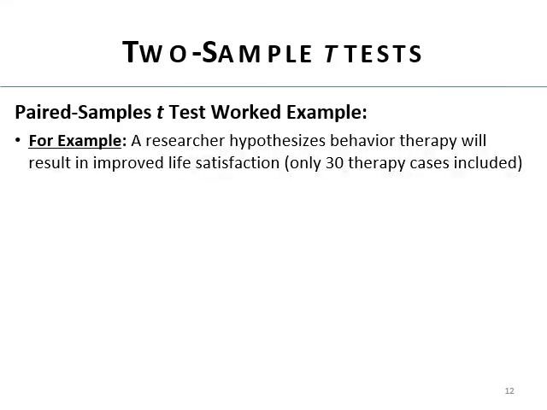Let's do a paired samples t-test now. So again, this is like the same thing. You got two groups and an interval or ratio DV, but you've got a design that is within groups. So same people or twins or matched people, that sort of thing. So let's say a researcher hypothesizes that behavioral therapy will result in improved life satisfaction. So we're just looking at the 30 people who got it now, but we're going to look at them before and after they got their behavioral therapy.